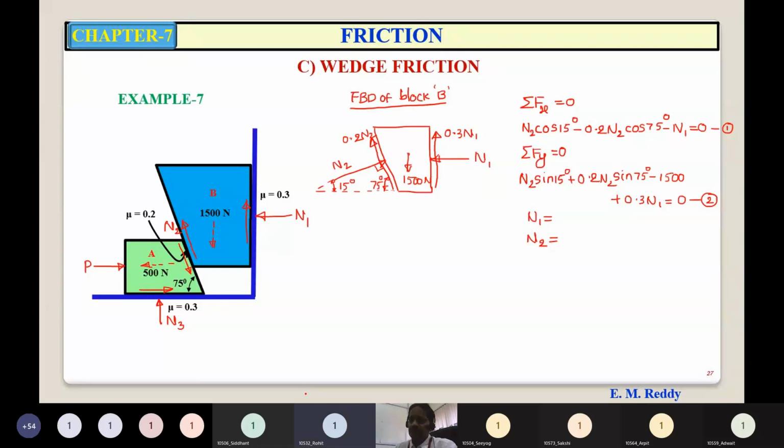Sir, N1 is 1887.91. And N2 is 2065.39. N2 is how much? 2065.39. Right. Correct.